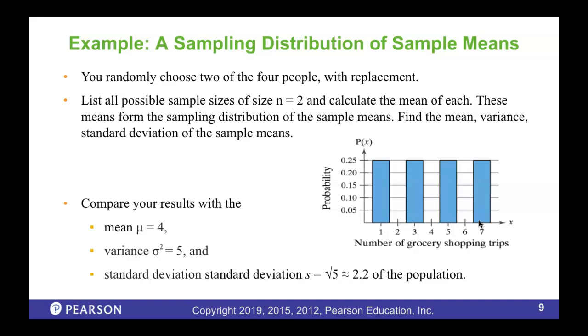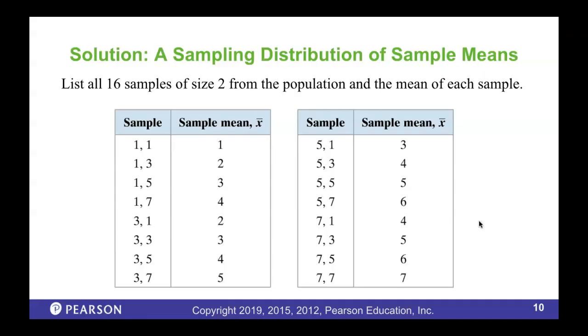I wish they used a different symbol. Standard deviation, what is that? I may have to change that a little bit. But the standard deviation of this population is 2.2. So let's go ahead and list all possible samples from these 4 people. Look at all these 16 different possible samples. I can pick 1, 1, 1, 3, 1, 5, 1, 7, or I can do 3, 1, 3, 3, 3, 5, 3, 7, and so on. And the last sample that I listed is 7 and 7.